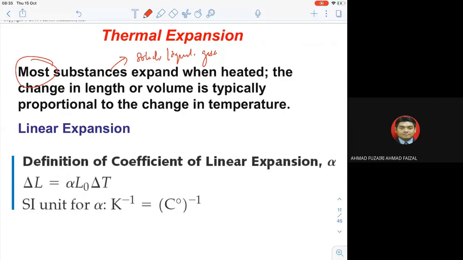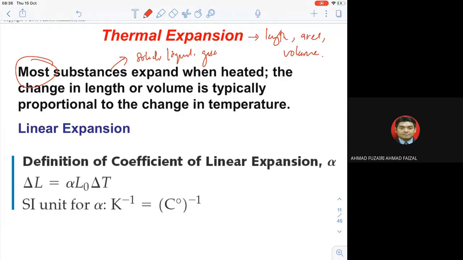So we can understand that when we give heat to a material, never mind if it's a solid, liquid, or gas, it will expand. But we must understand in terms of what it expands: maybe in terms of length, or area, or, as we can easily understand, volume. So we'll look at the three different thermal expansions.